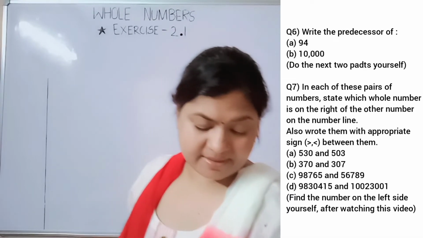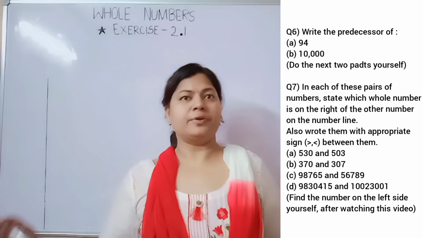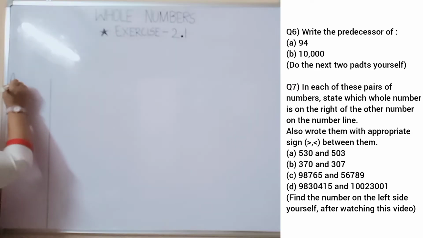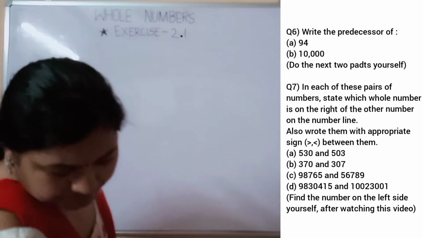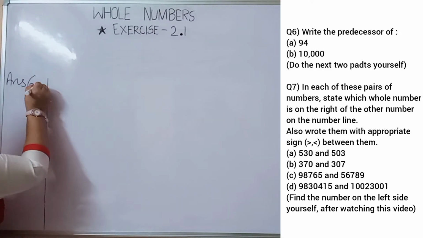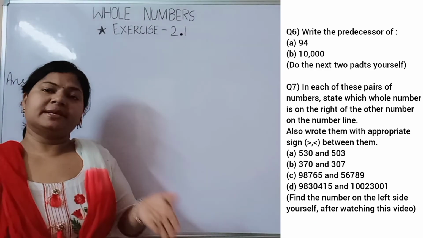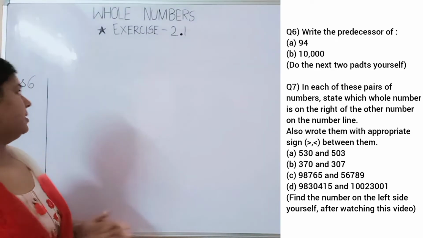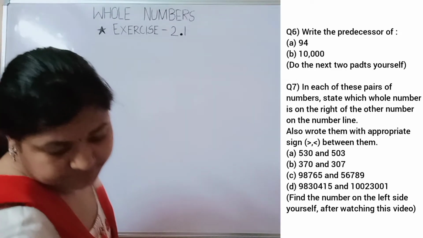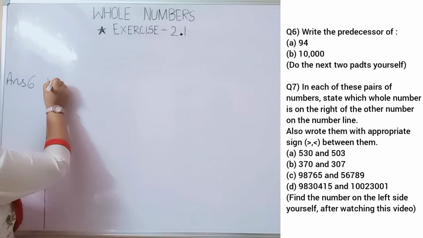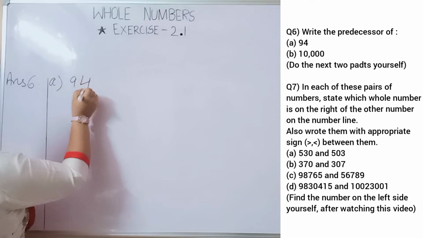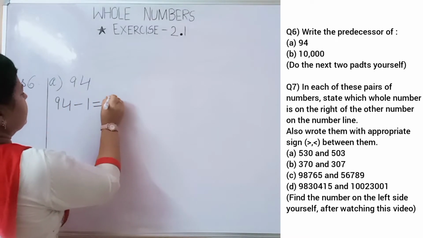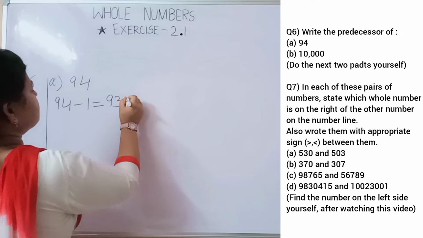Now question number 6 is: write the predecessor of 4 numbers. The first part is 94. We have already discussed that predecessor means we have to go 1 number back. It means we have to subtract 1. To find the predecessor, we will subtract 1. So we will subtract 1 from 94. The answer is 93.